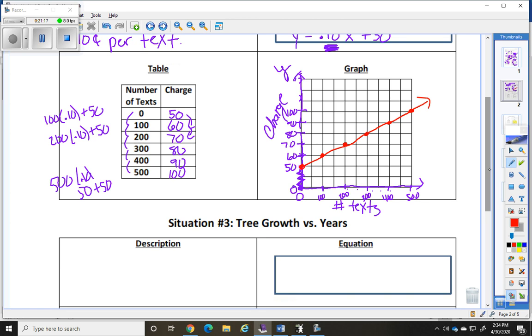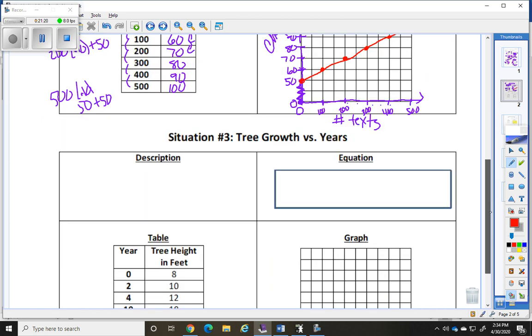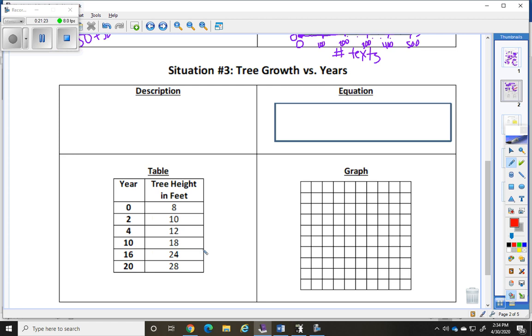Next, tree growth versus years. So now I don't have a description. I don't have an equation. I do have a table. So I could see that there's years and that there's tree height. So at year 0, it must mean that I just planted the tree. So the starting height of the tree is 8. Remember, a starting height is a y-intercept. Something that gives it away that it's a y-intercept is that the x value is 0. Right? Whenever you have an x of 0, that y number is the y-intercept.